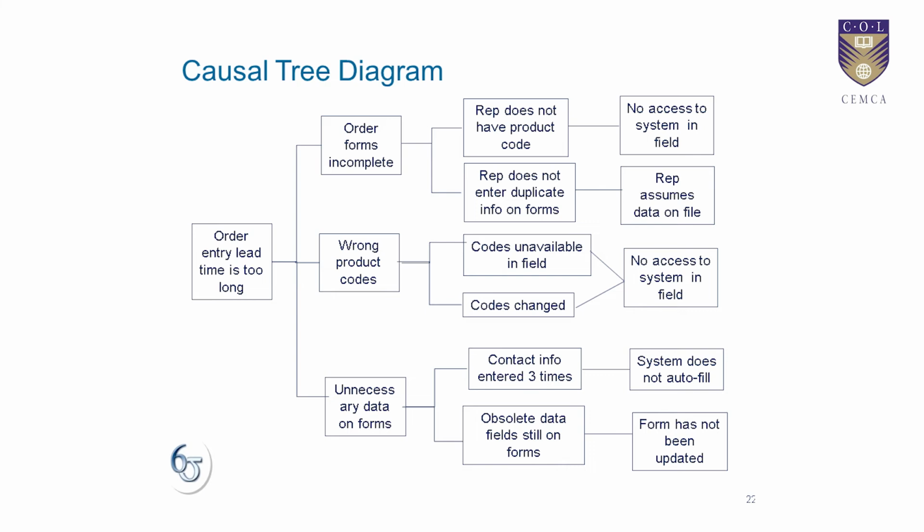So similarly, for each of the three potential causes we can have multiple issues, and then we can take it further, and at the end we should have a root cause with us, and then you can do a control impact matrix on those root causes. For example, no access to system in field, which you see in the last column. Rep assumes data on file. Now you see the third one, no access to system in field, is the same as the first one. As I said, you will find similar root causes only. You will not find unique root causes. System does not autofill. Form has not been updated. So we have 4 unique root causes from this example. Again, you would like to do a control impact matrix here to ensure that out of these 4, which one we should focus on and why.